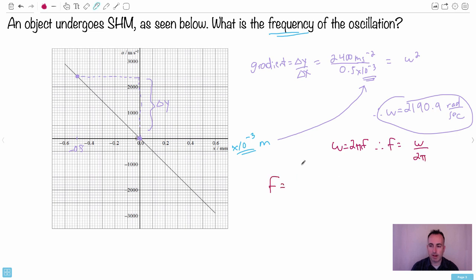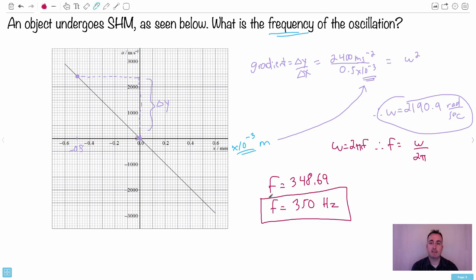So I'm going to take my answer here, 2190.9, and divide this answer by 2 pi. Put it in brackets to make sure it doesn't think it's divided by 2 and then multiplied by pi. I end up with f equals 348.69 something. We have to look at how many decimals we can use, but it's usually good enough to just say 350, let's just say. We'll round it to the tens here. And this would be measured in hertz. So this here would be the frequency of this oscillation.